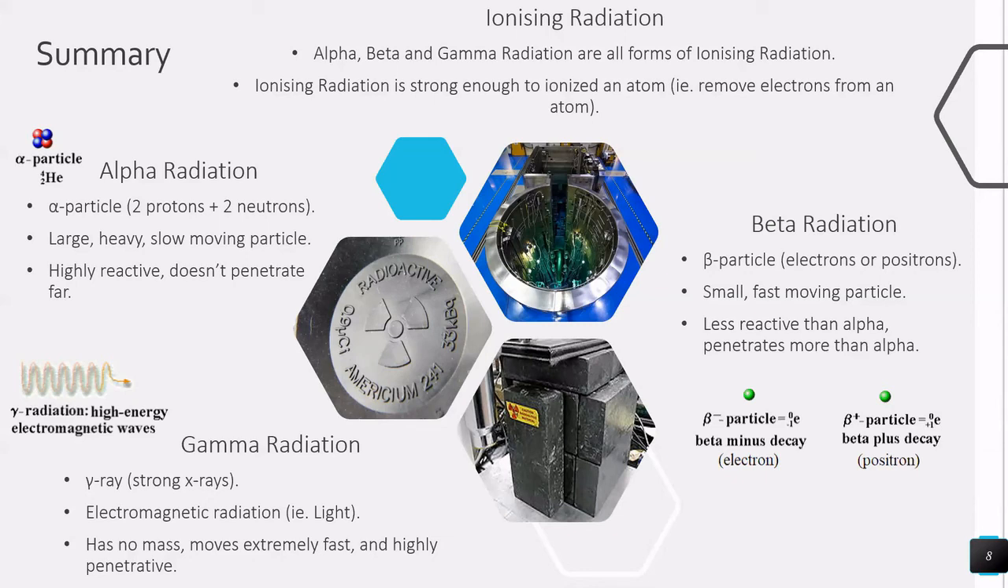Gamma radiation is a form of electromagnetic radiation. It is highly reactive X-rays. These X-rays can be described as high-energy, highly penetrative, massless photons, where photons are packets of light energy.